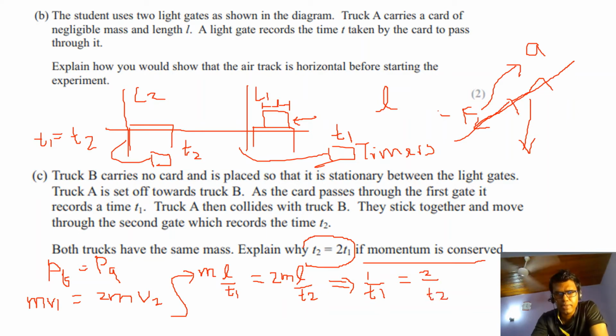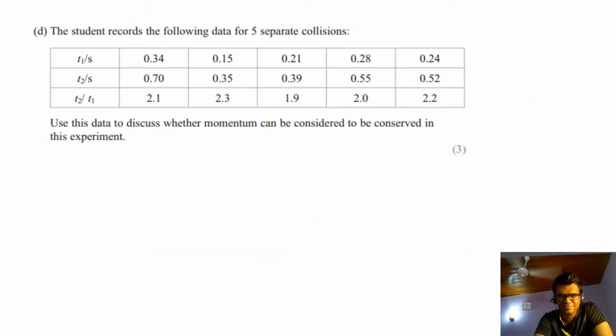So you can cross multiply. So you get T2 equals 2T1. So if the momentum is conserved, T2 should be equal to 2T1. Right, good. So the next question.